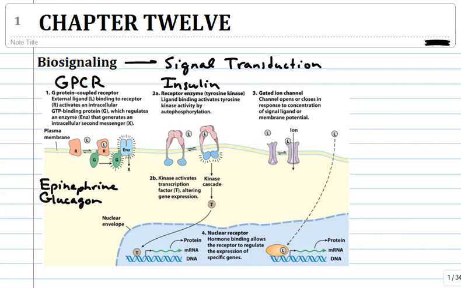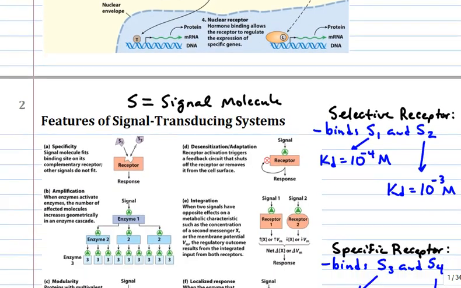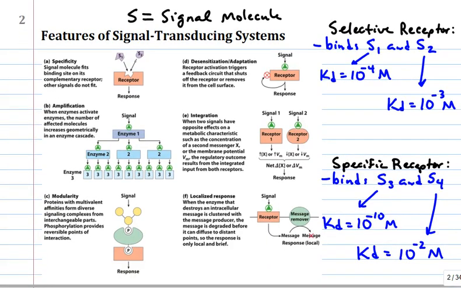But before we get into some specific systems, I want to spend some time talking about overall or general features of signal transducing systems. So get in your mind that we have a receptor, and that receptor is probably an integral membrane protein, and then molecules bind to the receptor, and they are called signaling molecules. Again, we're being very generic and just looking at the big picture right now. So signal molecules bind to receptors, and then a transduction of that signal occurs within the cell.